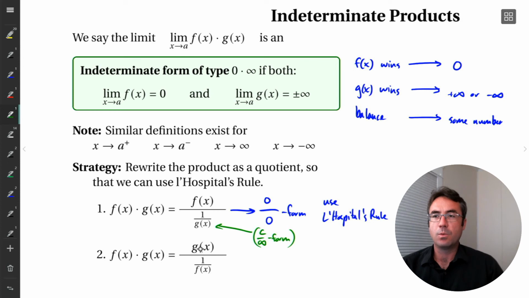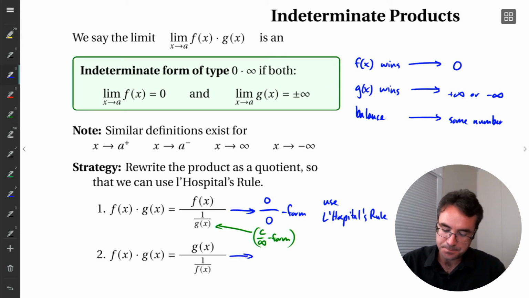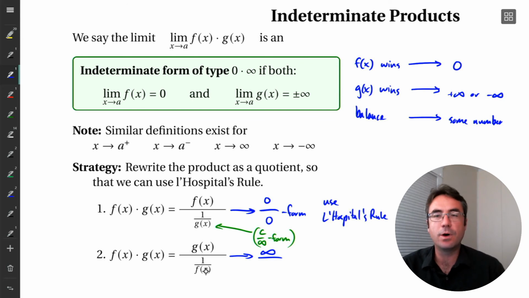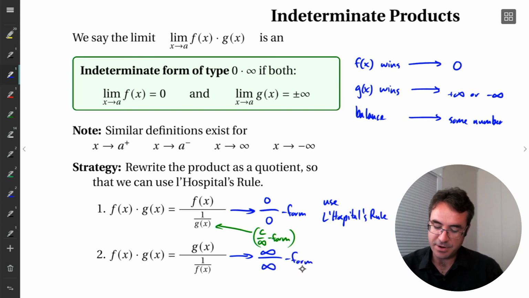All right. Well, now what about the other option here? We have our product here, and now we're putting g on top. Well, what happens? g is approaching infinity, getting really big. And then what happens to 1 over f of x? Well, f of x is approaching 0. And so we have a c over 0 form down here. And c over 0 forms are infinite. So we have, in this case, another one of our indeterminate quotients, but it's of the right format, so we can use L'Hopital's rule.